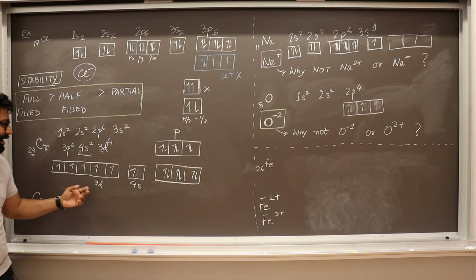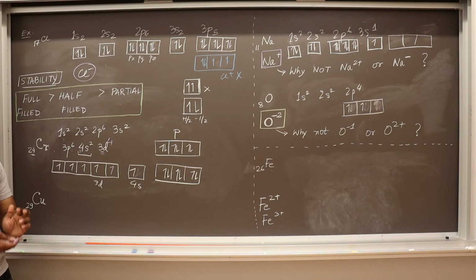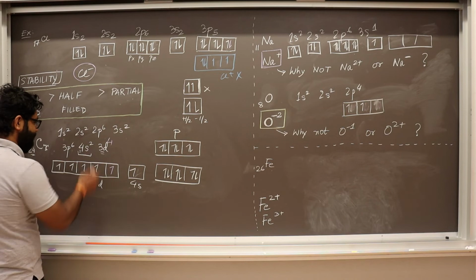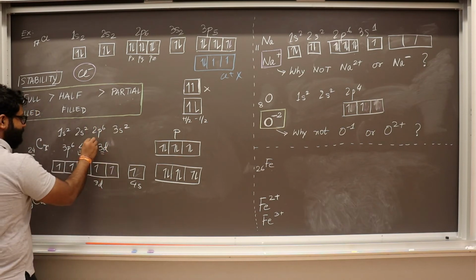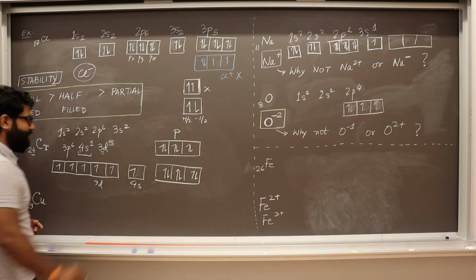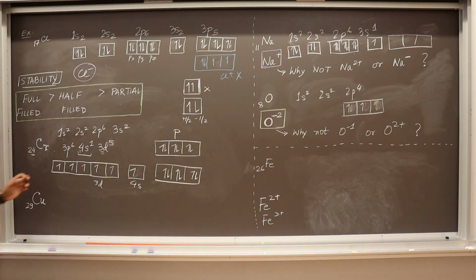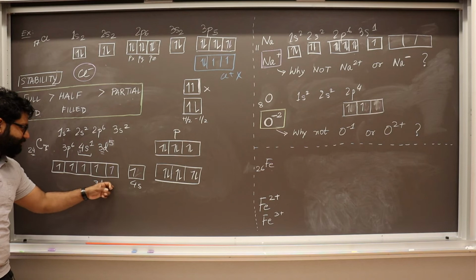Now in here, if we have two half-filled orbitals, this is a much more stable configuration, and therefore for chromium, 4s2 3d4 is not the right configuration. The actual configuration is 4s1 3d5, and you have this configuration.